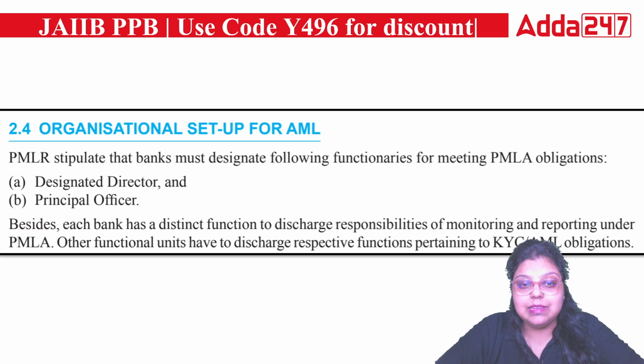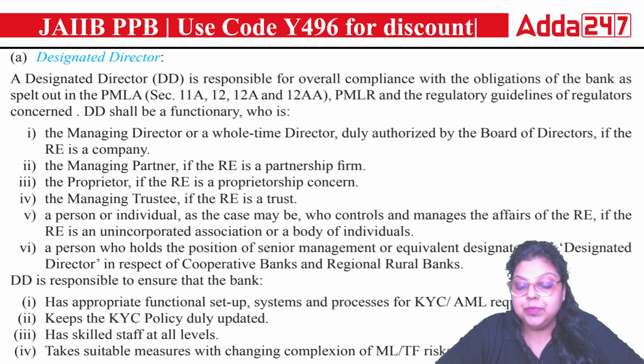Apart from that, there is an organizational setup for AML. So PMLR, the Prevention of Money Laundering Rules, stipulated that banks must designate the following functionaries for meeting PMLA obligations. The first one is the designated director, the second one is the principal officer. Besides this, each bank has different functional units to discharge responsibility of monitoring and reporting under the PMLA, and other functional units have to discharge respective functions pertaining to KYC AML obligations. So two parties, the designated director and the principal officer, are the functionaries for meeting the PMLA obligation.